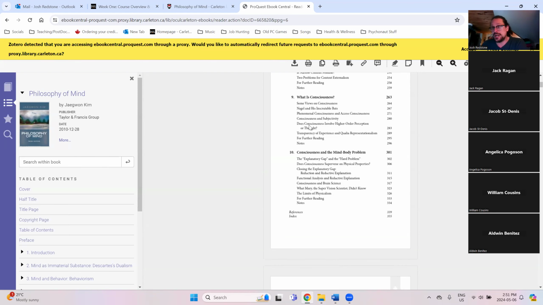Higher order perception and higher order thought theories. These are very straightforward. These theories state that what makes something conscious is having a higher order perception or thought about it. So I'm conscious of this coffee cup if I not only perceive the coffee cup, but I perceive that I perceive the coffee cup. That's the idea.